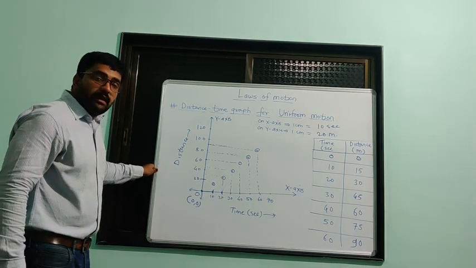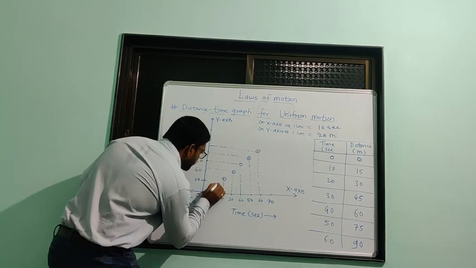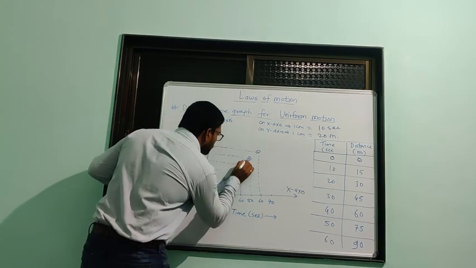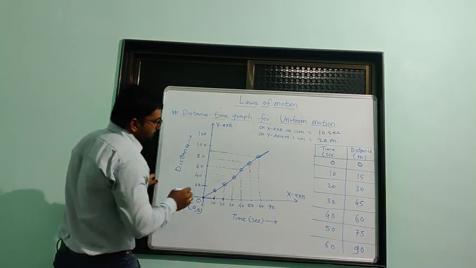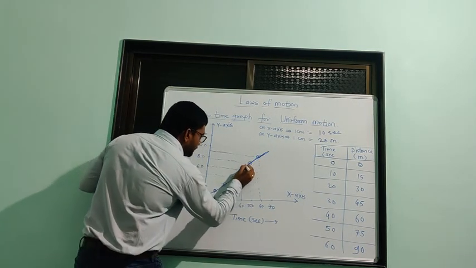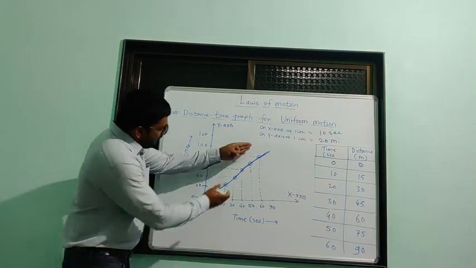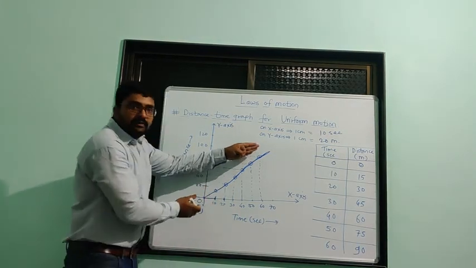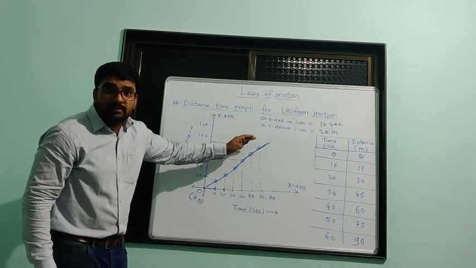Finally, what we have to do is join all these points. Actually it's not going to be a straight line, but if you take a scale and draw this line, that will be a straight line. That will be a straight line.